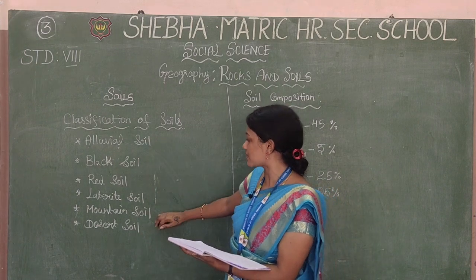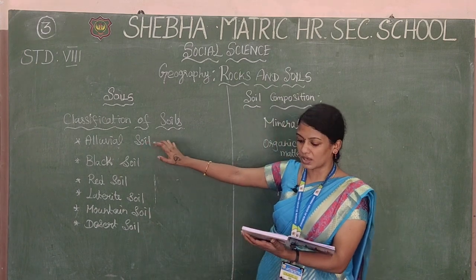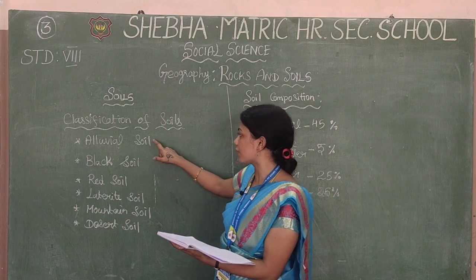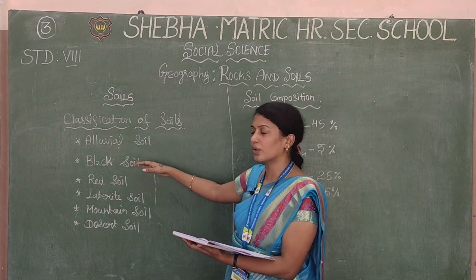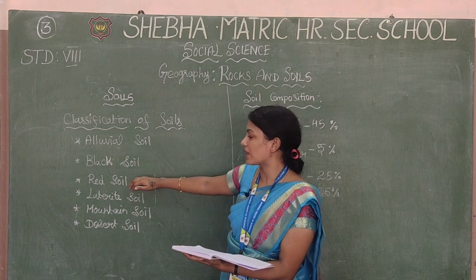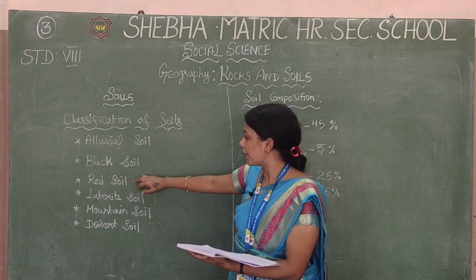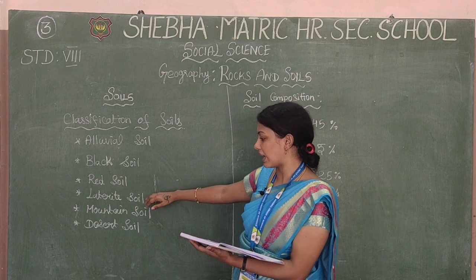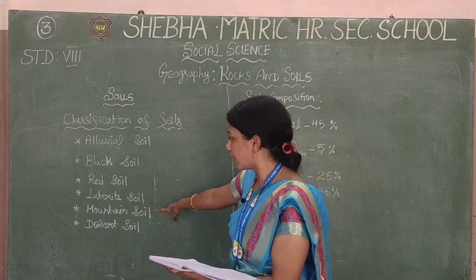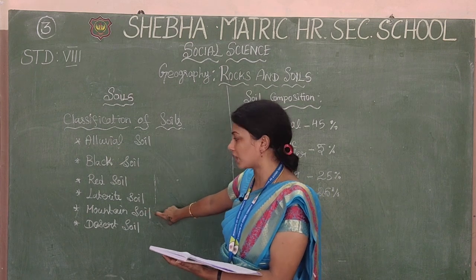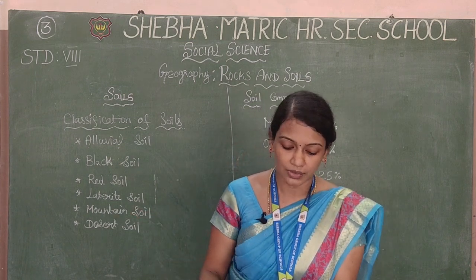So you understand this. First one is alluvial soil, which we use for agriculture. Next one is black soil, found from igneous rock. Red soil is formed from metamorphic rock. Laterite soil is from the process of leaching. The mountain soil we find in the mountains and desert soil we find in the desert.